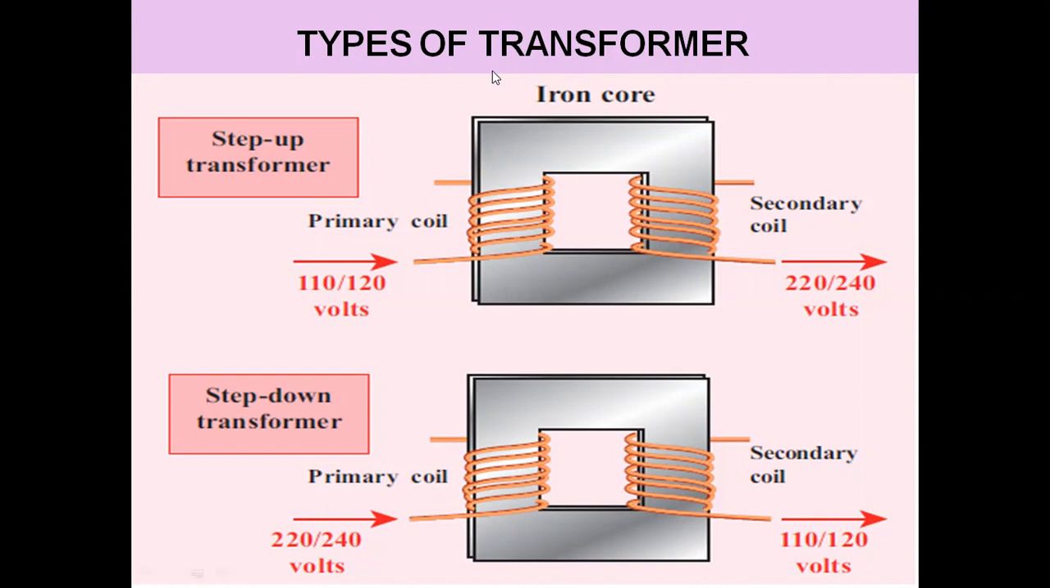So how does the transformer work? First, alternating current flows through the primary coil. The primary coil induces, that is, produces a magnetic field in the iron ring. So this iron ring induces the varying EMF in the secondary coil.